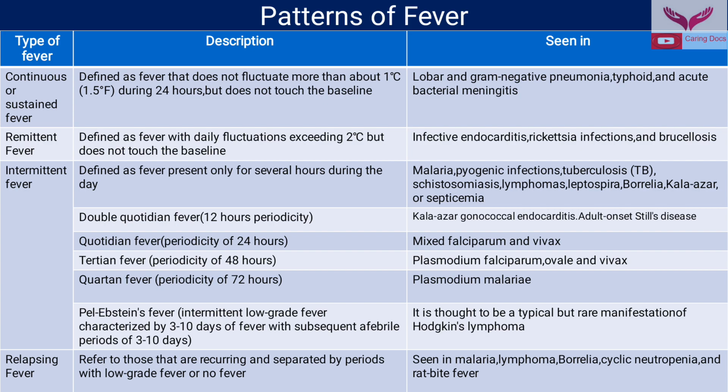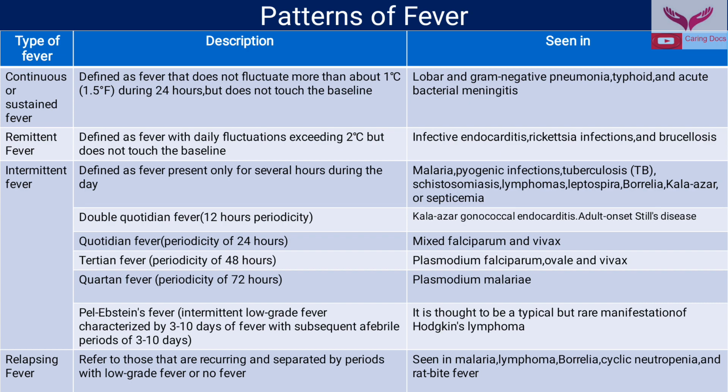Double quotidian fever means fever which occurs 12 hourly, and it is seen in kala azar, gonococcal endocarditis, and adult onset Still's disease. Quotidian fever means periodicity of 24 hours. It occurs every 24 hours. It is seen in mixed falciparum and vivax infection.